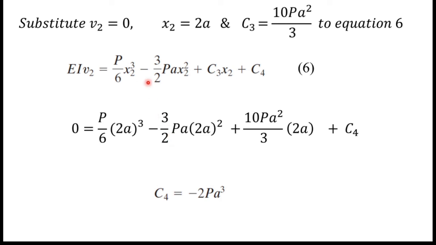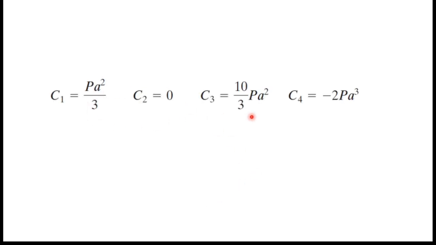Next I can use my final boundary condition. Because now I know C3, I can apply this boundary condition to equation 6. I will substitute v2 equals 0, x2 equals 2a, and C3 equals 10 times pa to the power 2 over 3 into equation 6. So this is equation 6. I can substitute these values, and the only unknown here is C4. So I can solve this equation and get the answer for C4. C4 equals minus 2pa to the power 3. So now I know all 4 constants.